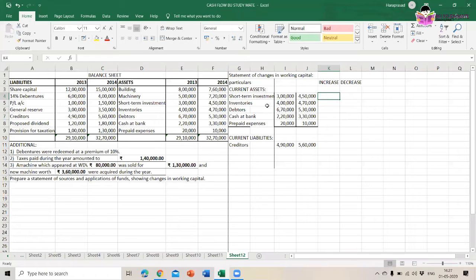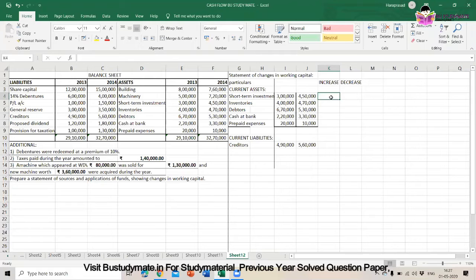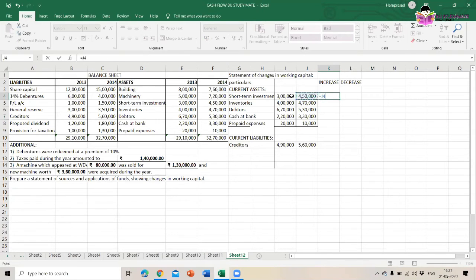Yes, short-term investment from 3 lakh to 4,50,000. It is increasing. So we'll write down increases in the current assets, increases in the working capital. How much is it increasing? 1,50,000. Then inventories. What is happening here? It is also increasing from 4 lakh to 4,70,000. And here it is decreasing in the debtors from 6,70,000 to 5,30,000.